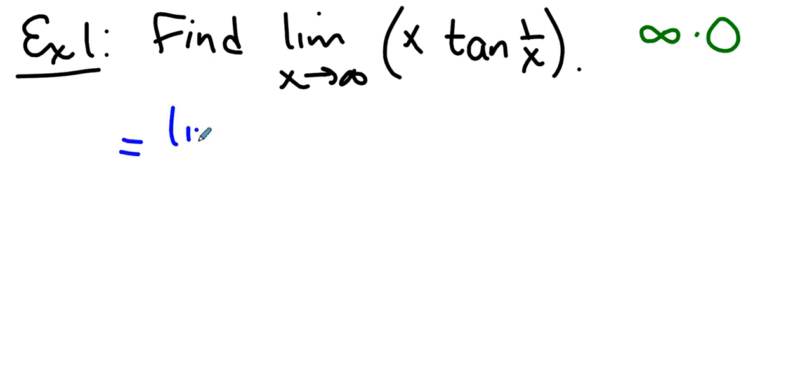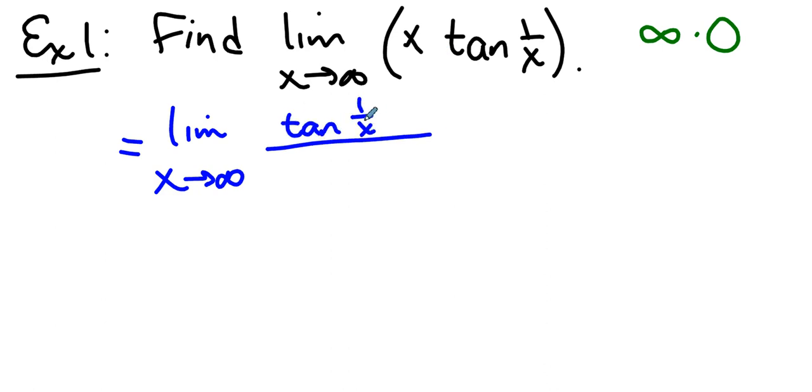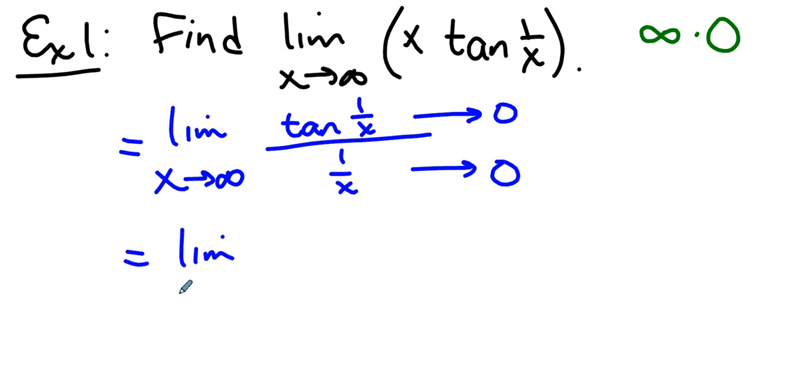And the answer is we make it a quotient. L'Hopital's rule requires there to be a quotient. It's complicated not to have the tangent function up top, but multiplying by x is the same as dividing by 1 over x. Now we have a quotient. The numerator goes to 0. The denominator goes to 0, and so we can use L'Hopital's rule.